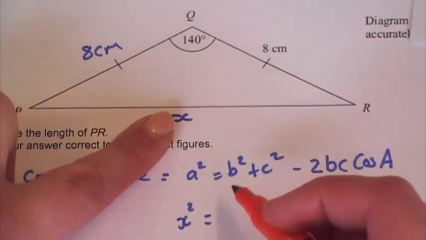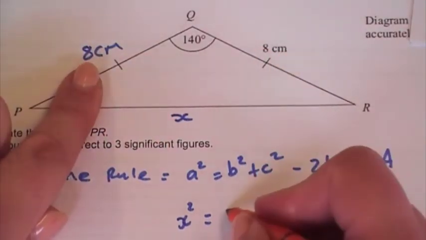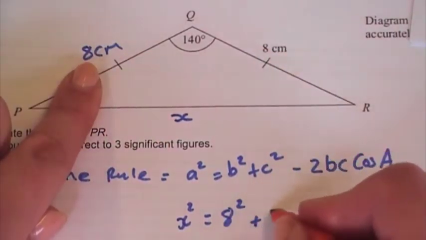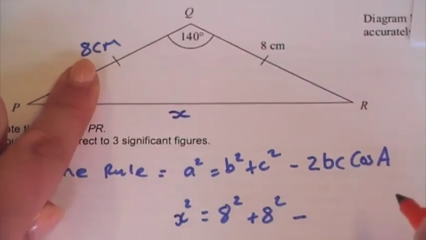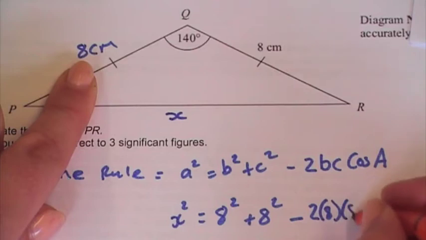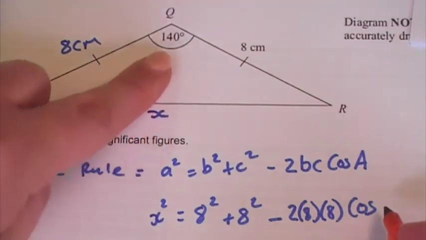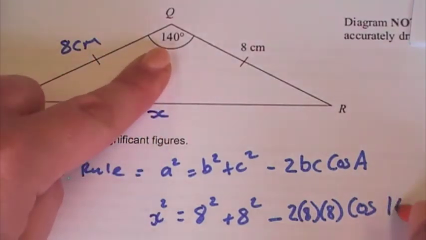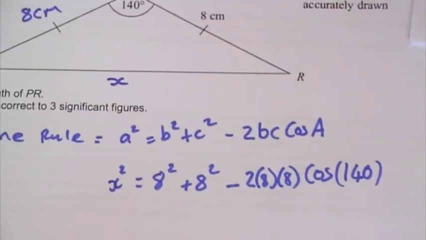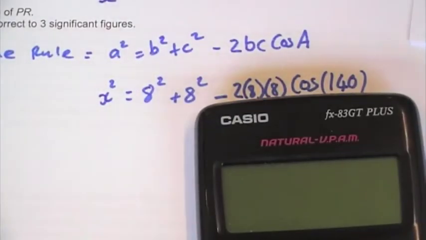And I know it's equal to the other 2 sides squared. It doesn't matter which order. But in this case anyway, they're 8 and 8. So 8 squared plus 8 squared minus 2 times one of the sides and then the other side. And that's the cos of the angle opposite the length I'm finding, so 140. So what I need to do then is put that into my calculator.